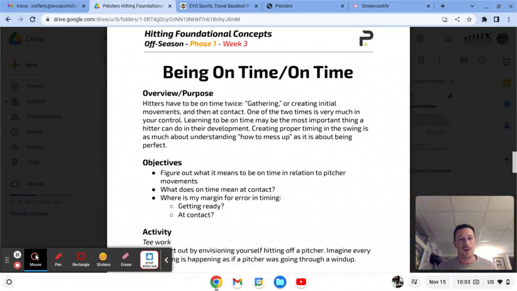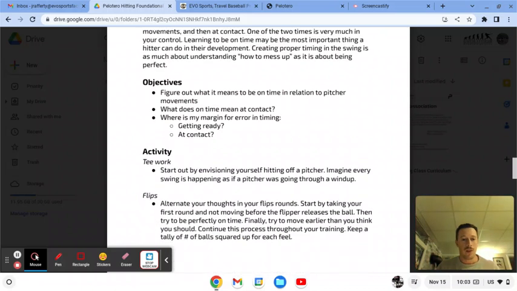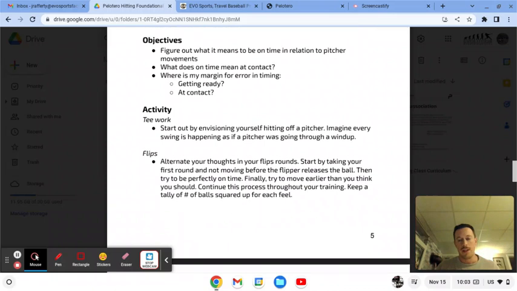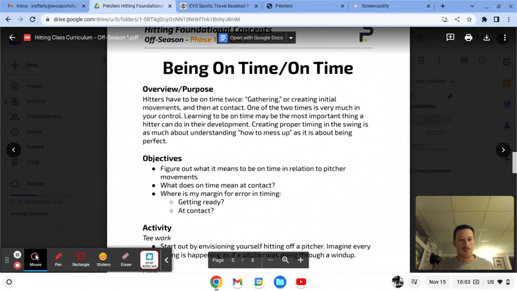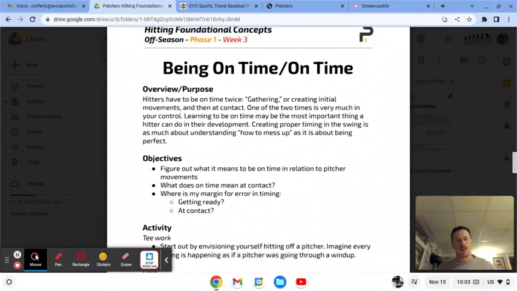You can have a great swing, but if you don't have good timing, you're not giving yourself that much of a shot. And creating proper timing in the swing is as much about understanding what you're doing as understanding how you messed up. So much like how the what can be very great, the how is also just as meaningful. And the activities and the T work connect with the lineage of paying attention and finding your ranges. But to go back to the overview and the purpose, where the term gather was used, and the explanation of being on time twice, and any other analogy that can be used, they're all used by coaches and by people that try to explain it.